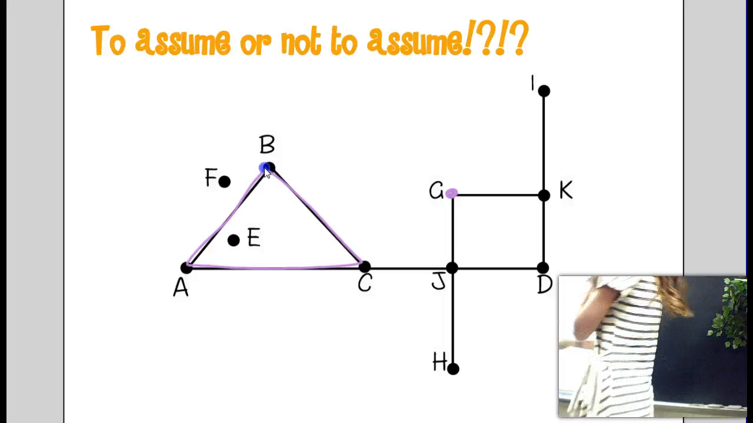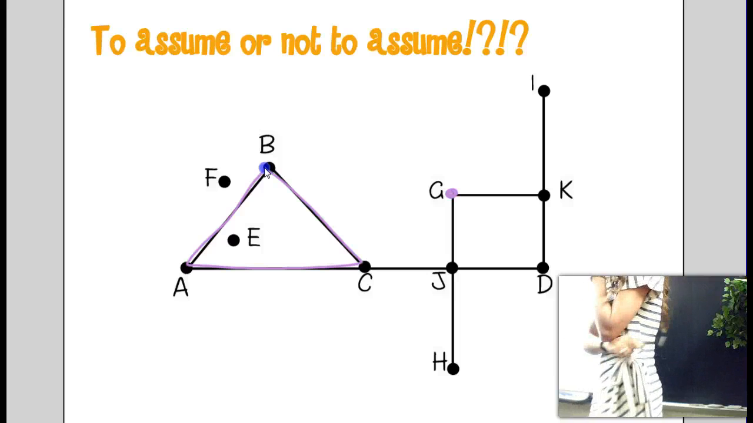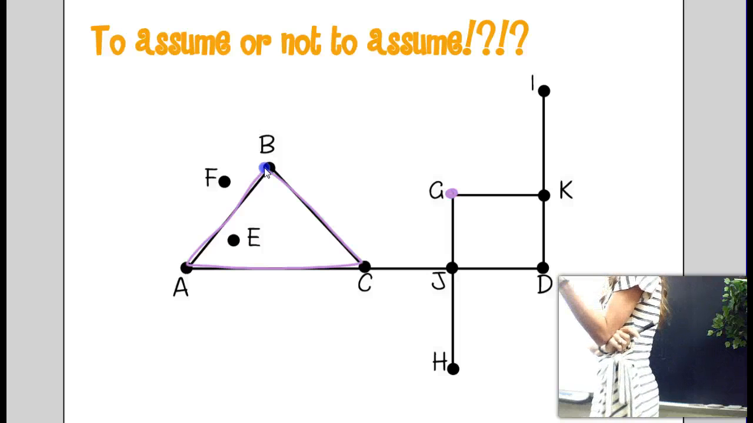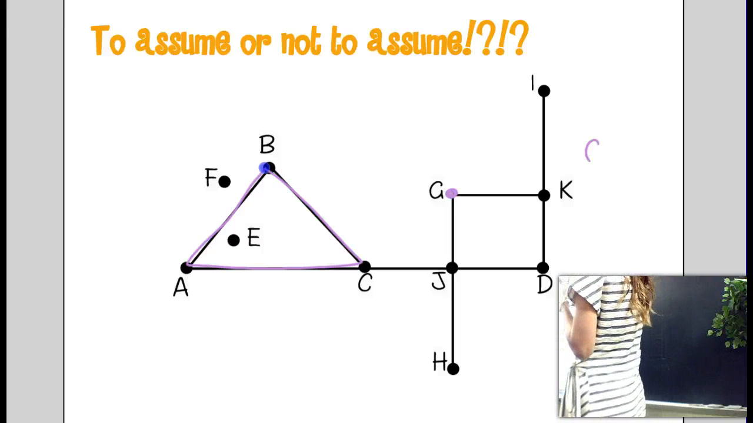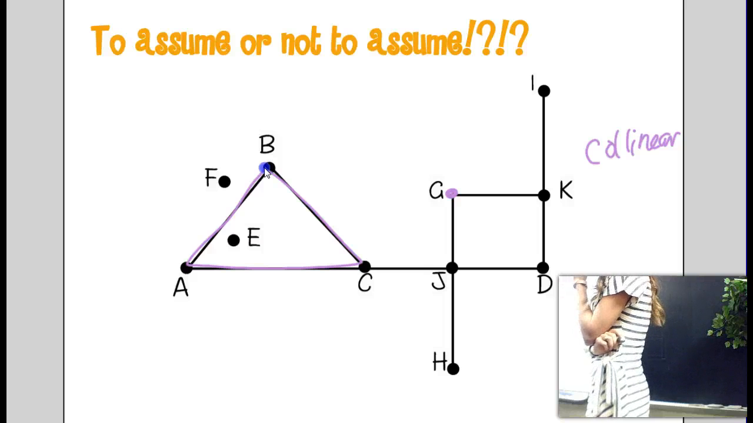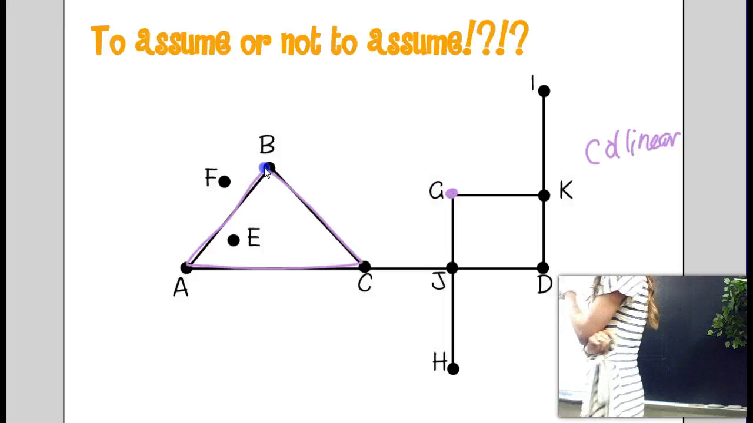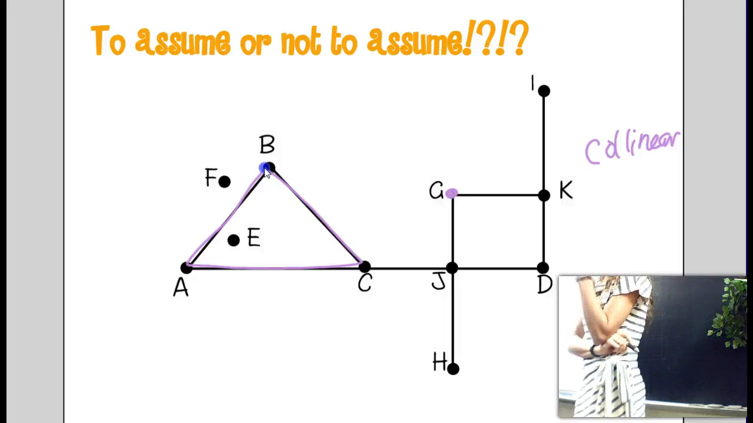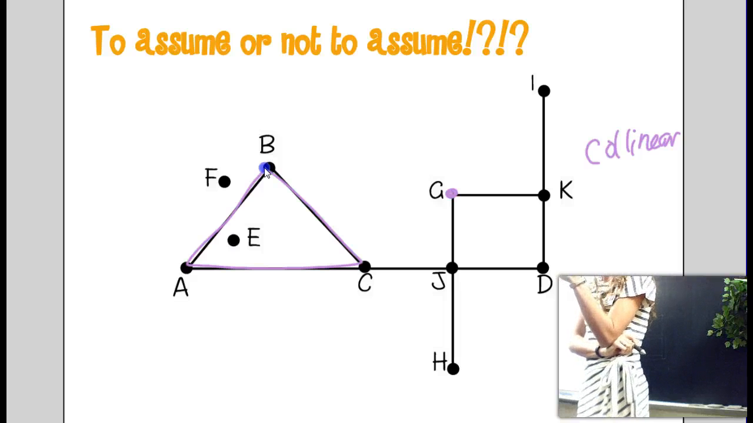Can we assume that I, K, and D are collinear? Sure. Are they on the same line? They are on the same line. Good job. Collinear. Would the triangle be coplanar? Coplanar with what? With A, B, and C. Points A, B, and C are coplanar, but the triangle can't be coplanar by itself. You need two things to be coplanar. You can't be a co-worker if you're the only person who works in a building. You have to have someone else working there to be a co-worker.